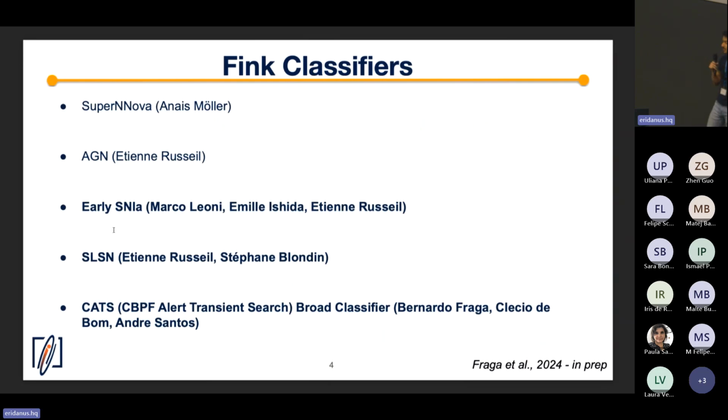I will mostly focus on the early Supernovae 1A classifier, which was developed by Marco Leoni and Emily, and which I helped them with at the end. A Superluminous Supernovae classifier, which I developed with the help of Stéphane Blondin as well, to get some insight about what I am actually classifying. And a CATS classifier, which has been developed by the Brazilian Fink team and is a deep learning broad classifier.